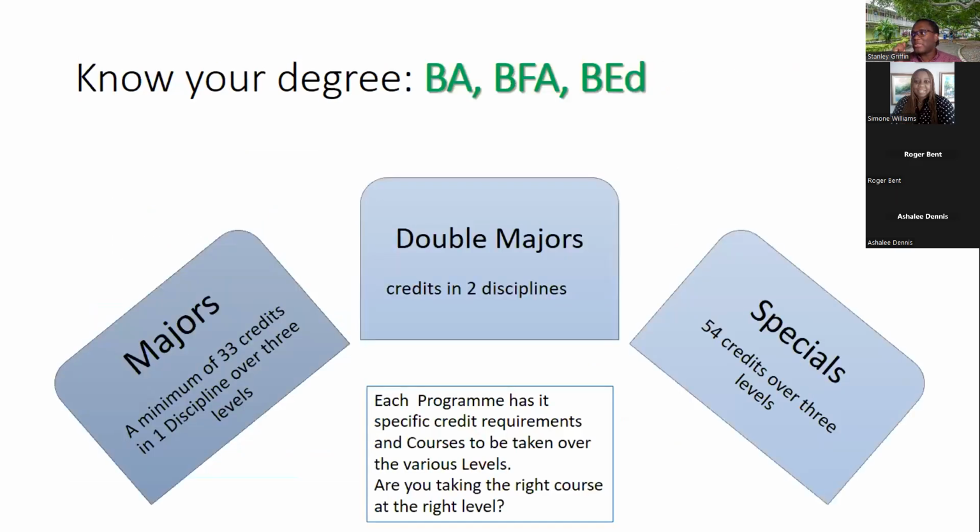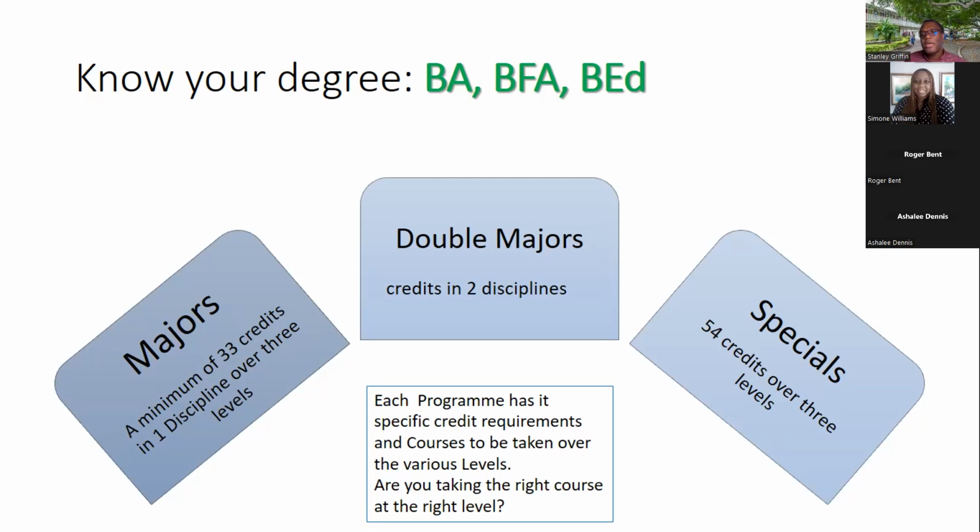Now, as a Faculty of Humanities and Education, we basically offer three types of bachelor degrees. We have the Bachelor of Arts, we have the Bachelor of Fine Arts, and we have the Bachelor of Education. You'd be surprised to know how many people don't know what program they're doing. They don't even know the name of their degree. They don't even know the type of degree they're doing. So if you mention a B.Ed, they would be as clueless as if you hit them with a BFA.